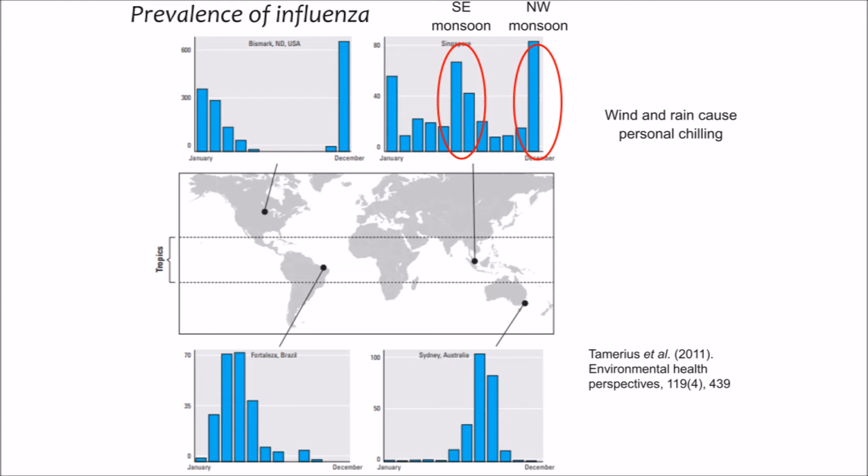So these 2 peaks in Singapore correspond to the southeastern monsoon and the northwestern monsoon. And in Fortaleza down here, I've plotted rainfall, and it's very clear that there's a very strong correlation between the rainy season and influenza and other respiratory illnesses.